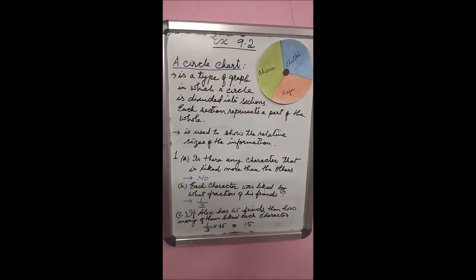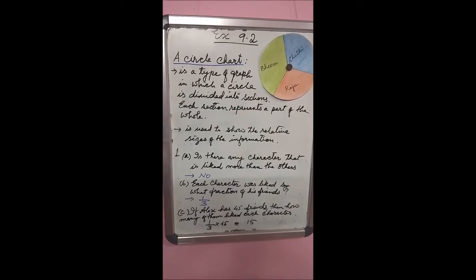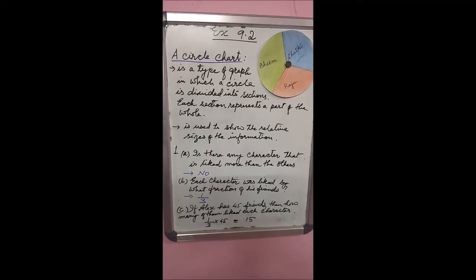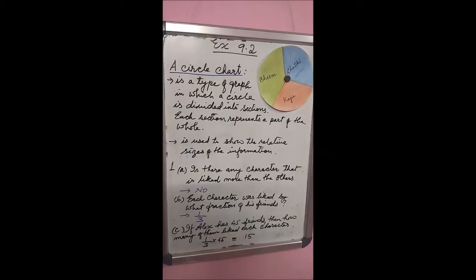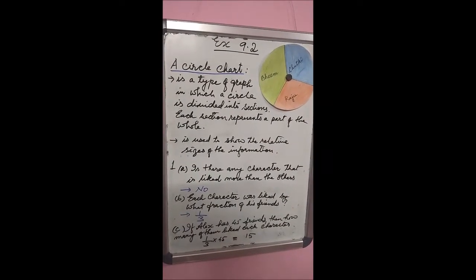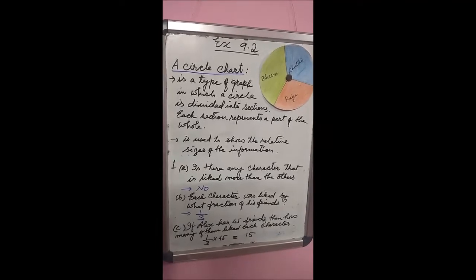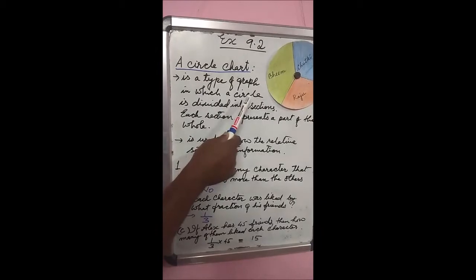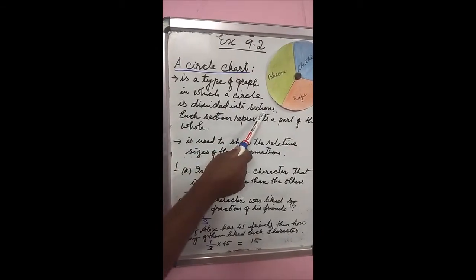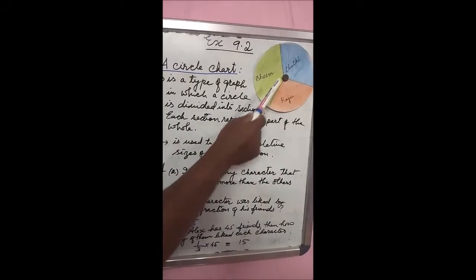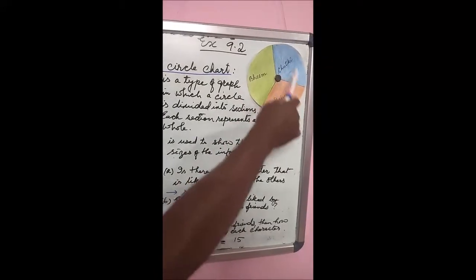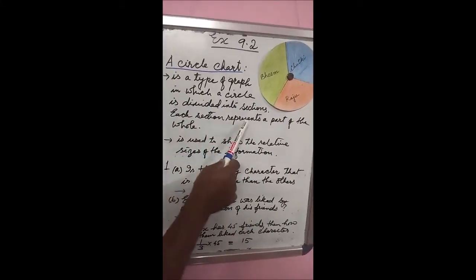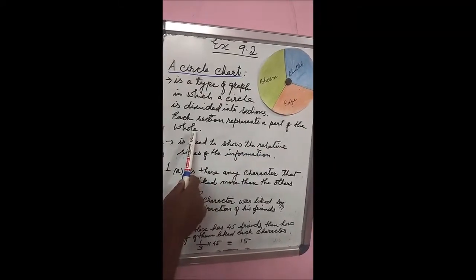Now let's go to exercise 9.2 about circle chart. Now what is a circle chart? A circle chart is a type of graph in which a circle is divided into sections. You can see here this circle is divided into 1, 2, 3 sections. Each section represents a part of the whole.